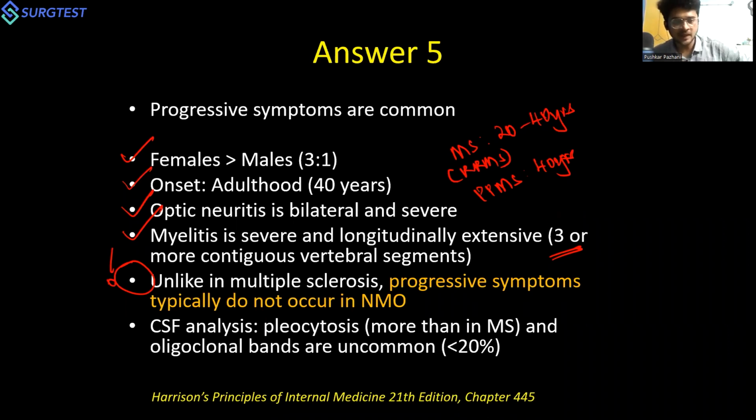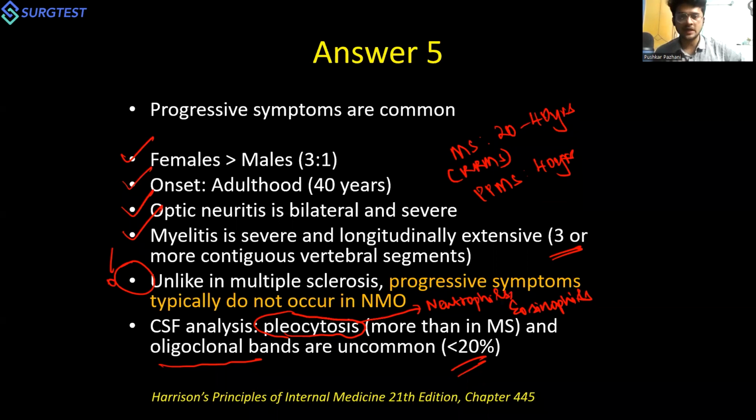And in the CSF exam in neuromyelitis optica, oligoclonal bands is an uncommon feature. It is present only in less than 20% of patients. And we can have some cells, that is pleocytosis. So you can have some cells in NMOSD, and usually these cells are neutrophils and eosinophils. So to conclude, OCBs are uncommon and progressive symptoms are uncommon, and the rest of the demographic data as we have discussed.